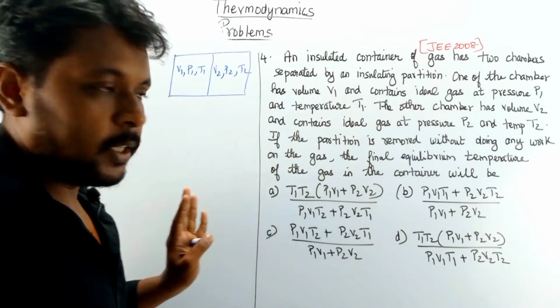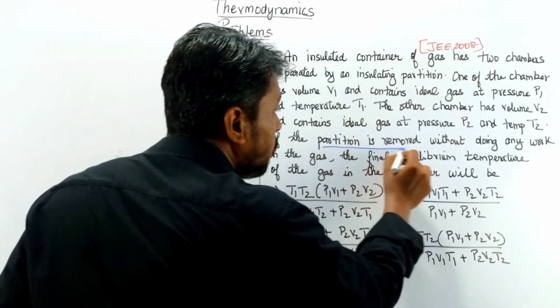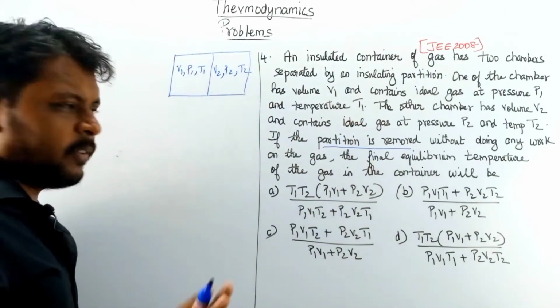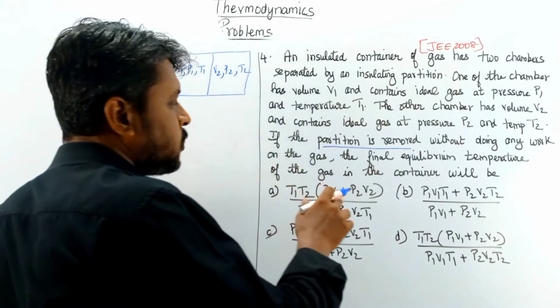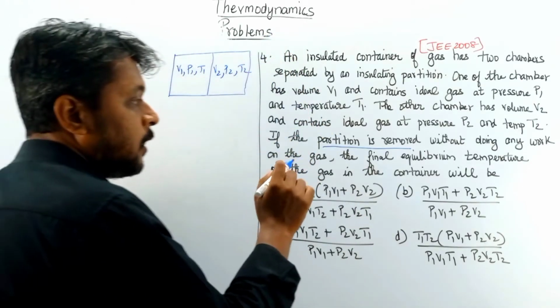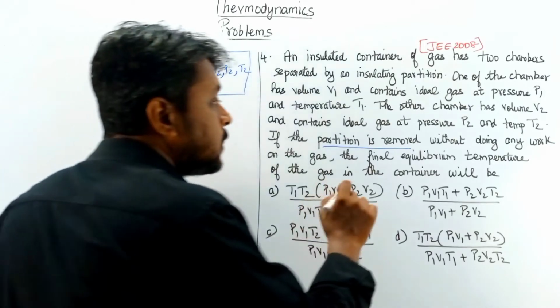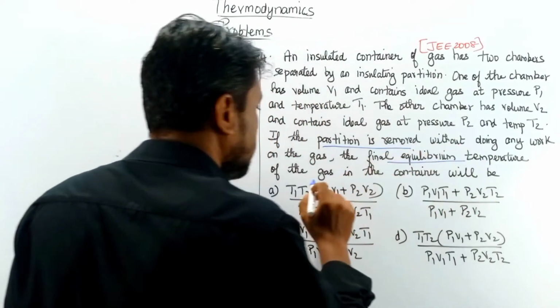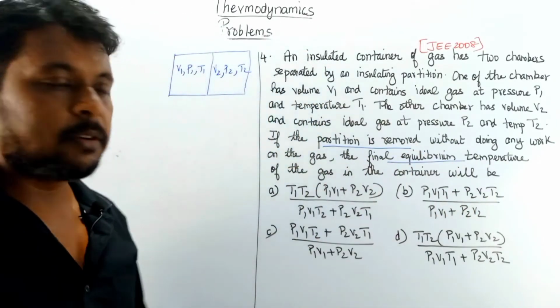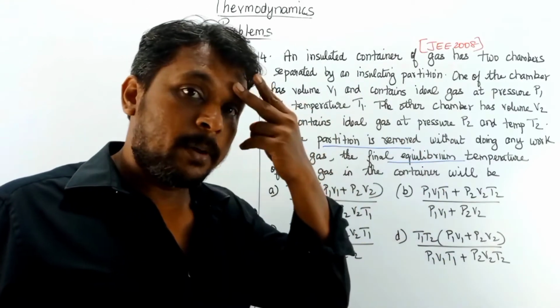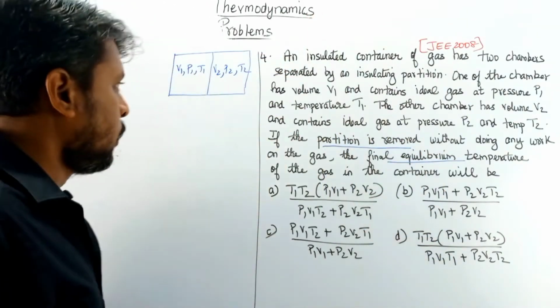Now, if the partition is removed without doing any work, we are just removing the partition, what happens? What is the question asked? What is the final equilibrium temperature of the gas in the container? So we have to find the final equilibrium temperature after the partition is removed.